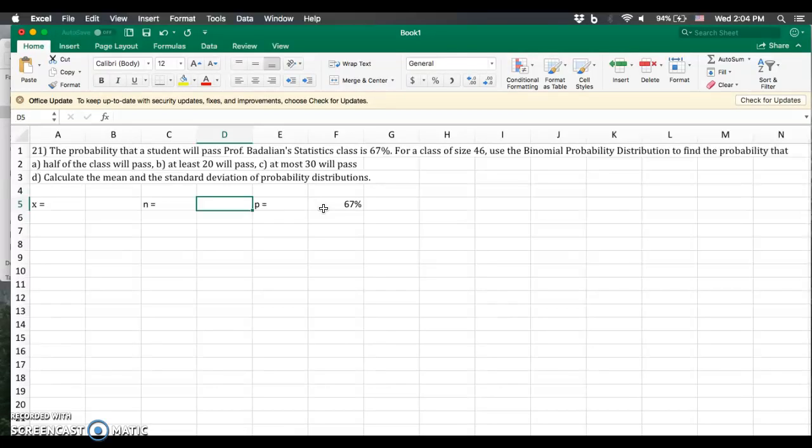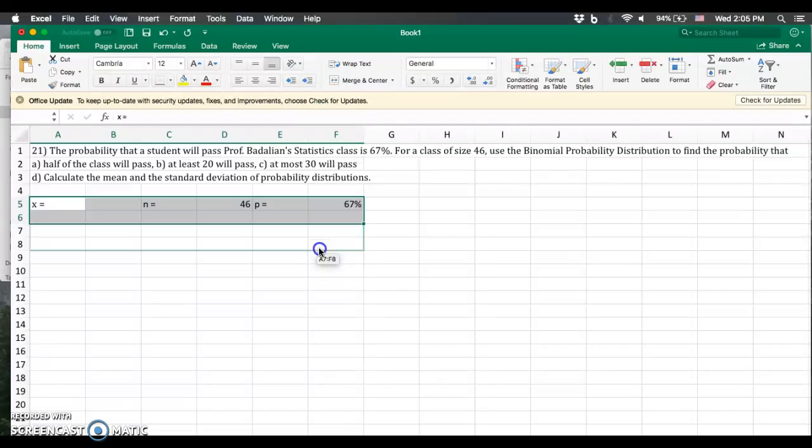N is the number of trials. Since we're talking about a class size of 46, the number of trials is 46. X is going to change from problem to problem. So I'm going to do A first.